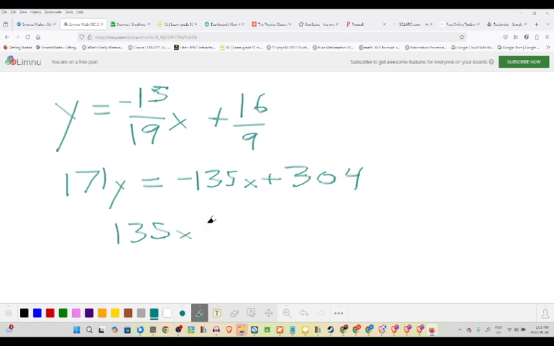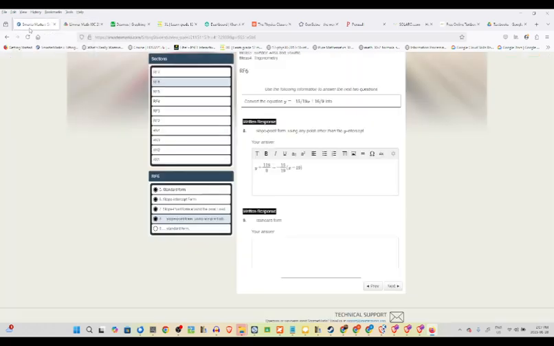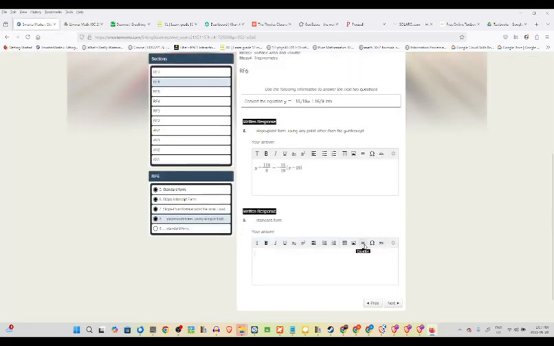So we should have 135x plus 171y. Make sure the coefficient of x is positive. That will equal 304. We do a quick check for common factors. 135 is divisible by 9 and by 5s. Now, the greatest common divisor of all three of them is 1, so this is the fully reduced form: 135x plus 171y equals 304.